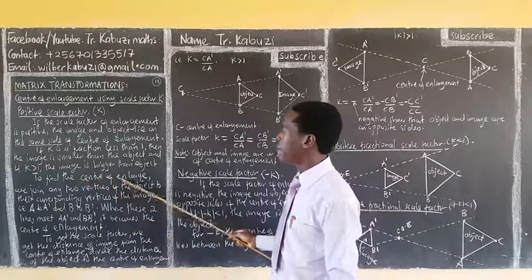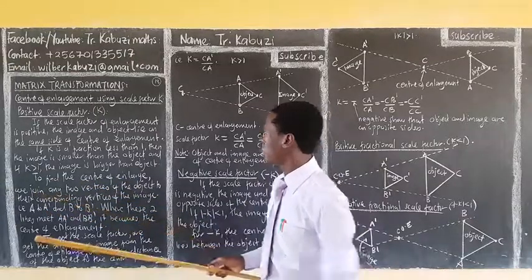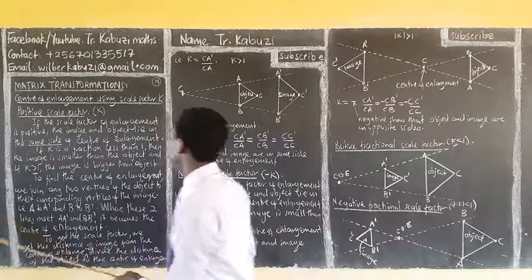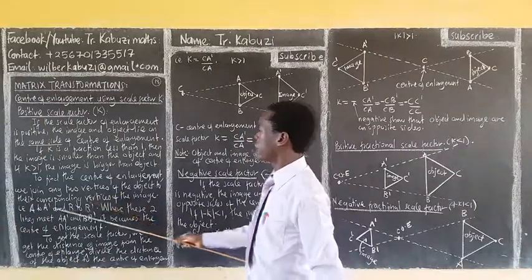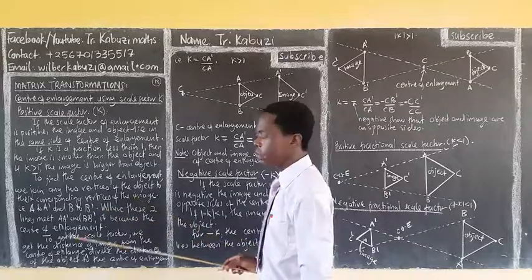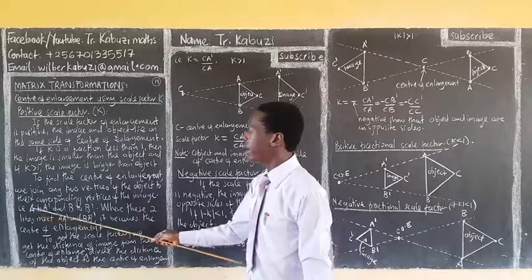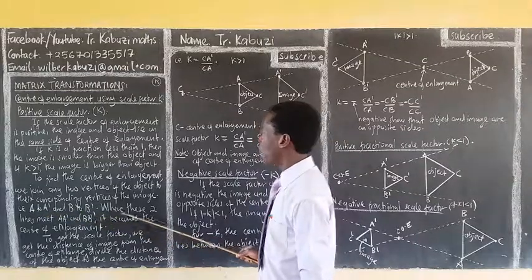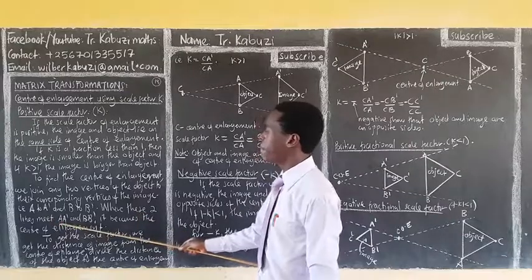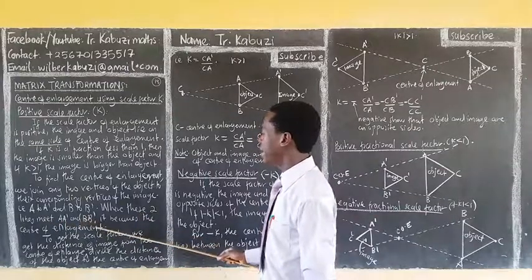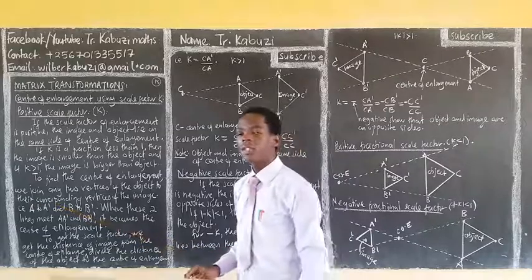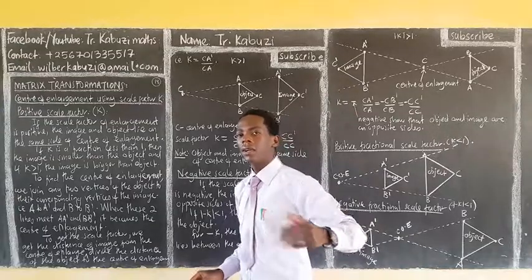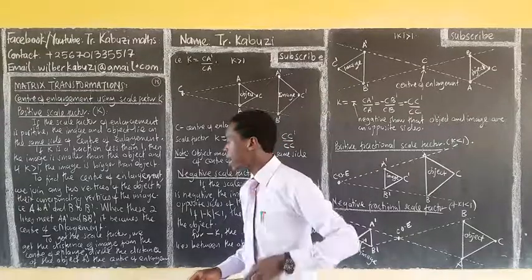To find the center of enlargement, we join any two vertices of the object to their corresponding vertices of the image. That is, we join A to A prime, assuming A is the object and A prime is the image, and B to B prime. Where the two lines meet becomes the center of enlargement. So just join the vertex with its image, and then also the other one, and where they meet, it becomes the center of enlargement.